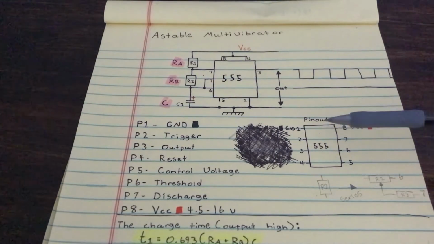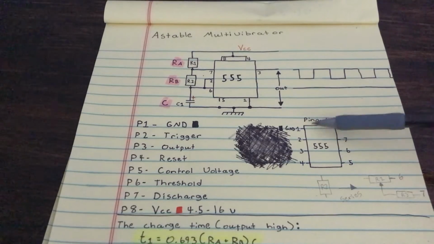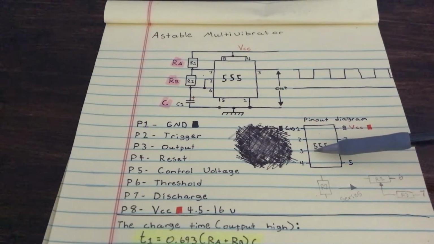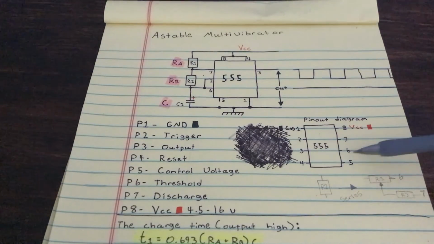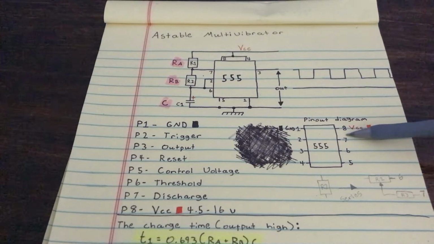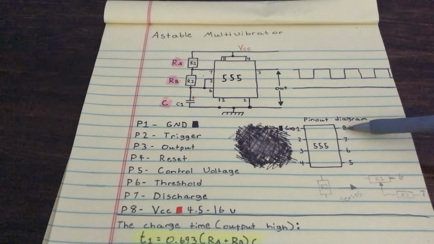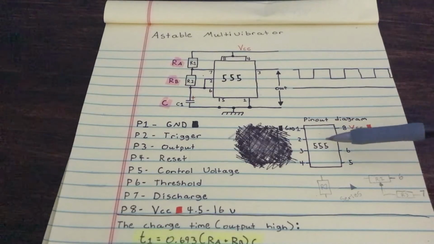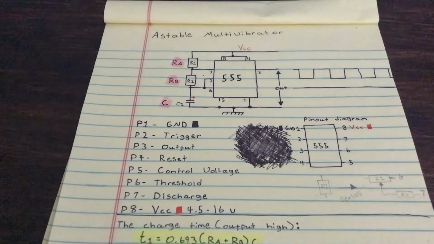So the pinout for the 555 timer is, pin 1 is ground, pin 2 is the trigger, pin 3 is output, pin 4 is the reset, pin 5 is control voltage, pin 6 is threshold, pin 7 is discharge, and then pin 8 is VCC. And this IC I'm using can take a maximum of 16 volts, but a minimum of 4.5 volts.